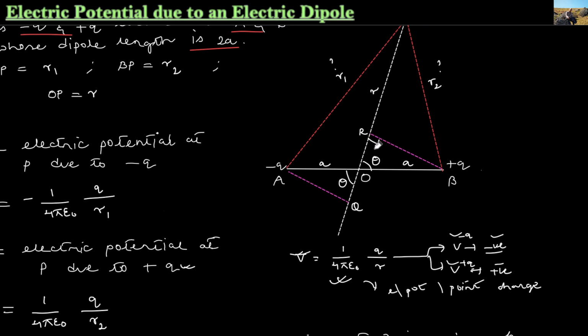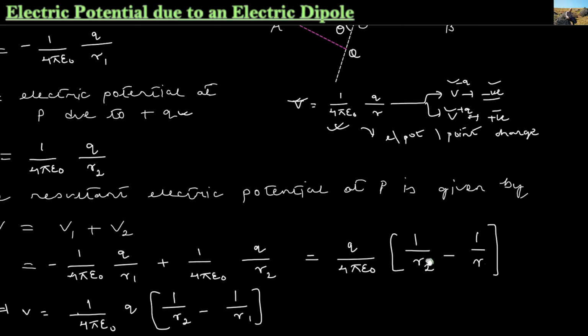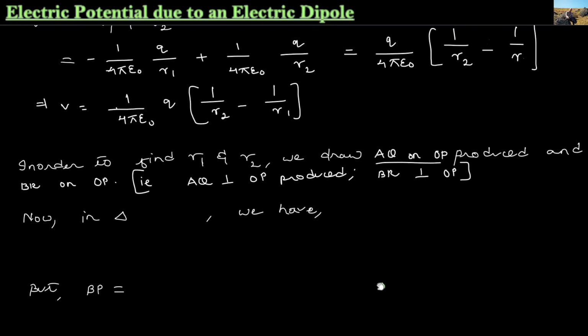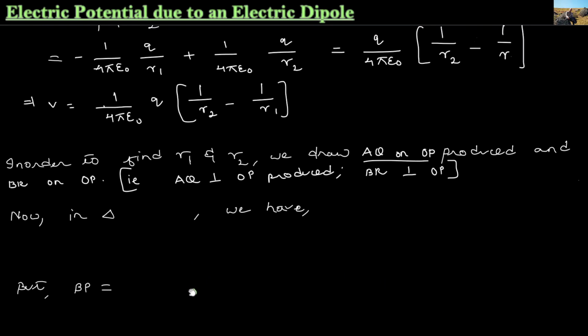And we want to find this OR. So how will we do that? Let us draw some constructions. We will consider that triangle BOR. This is the point B where the charge is located, and over here, this is the point O.